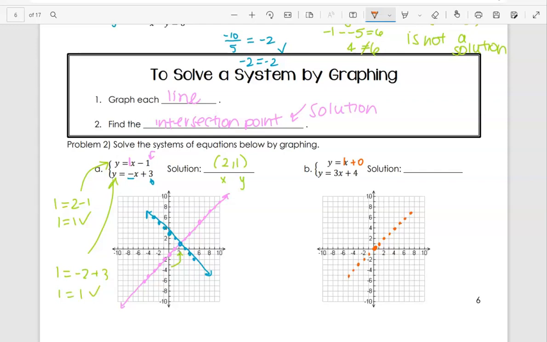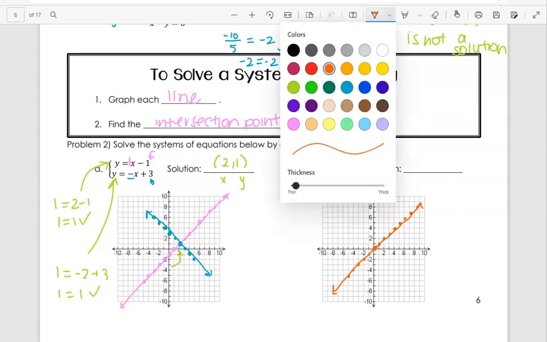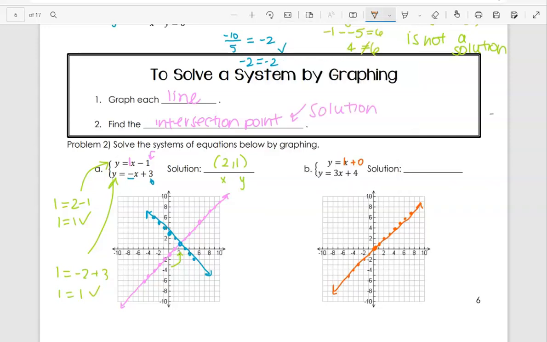Okay, that should be good. I'll draw a line, and then I'll draw this other one. We've got my y-intercept is 4, and my slope is 3 over 1.